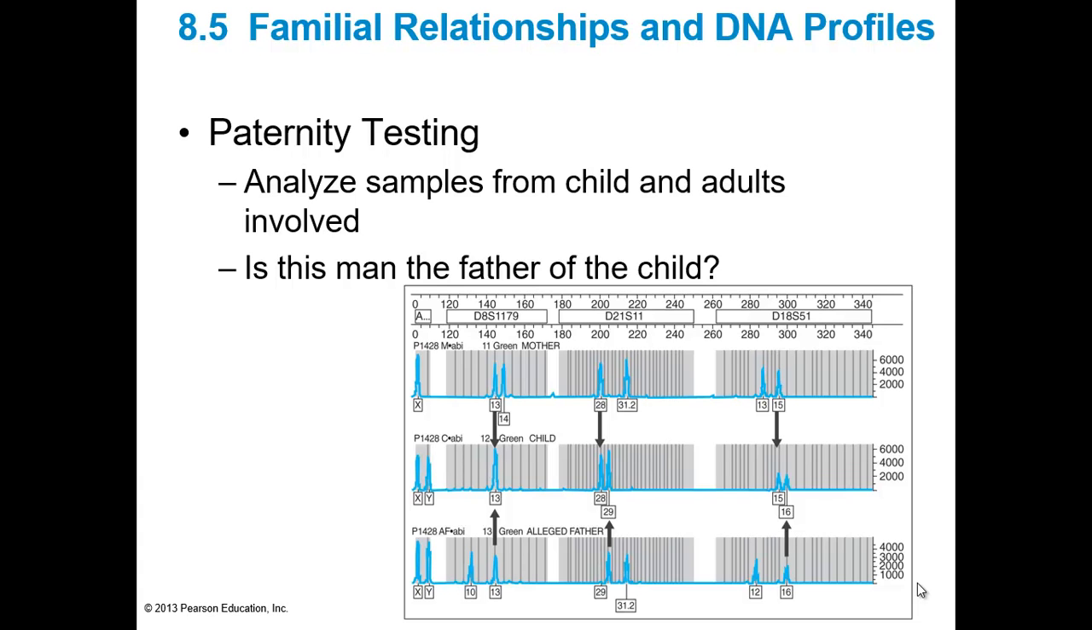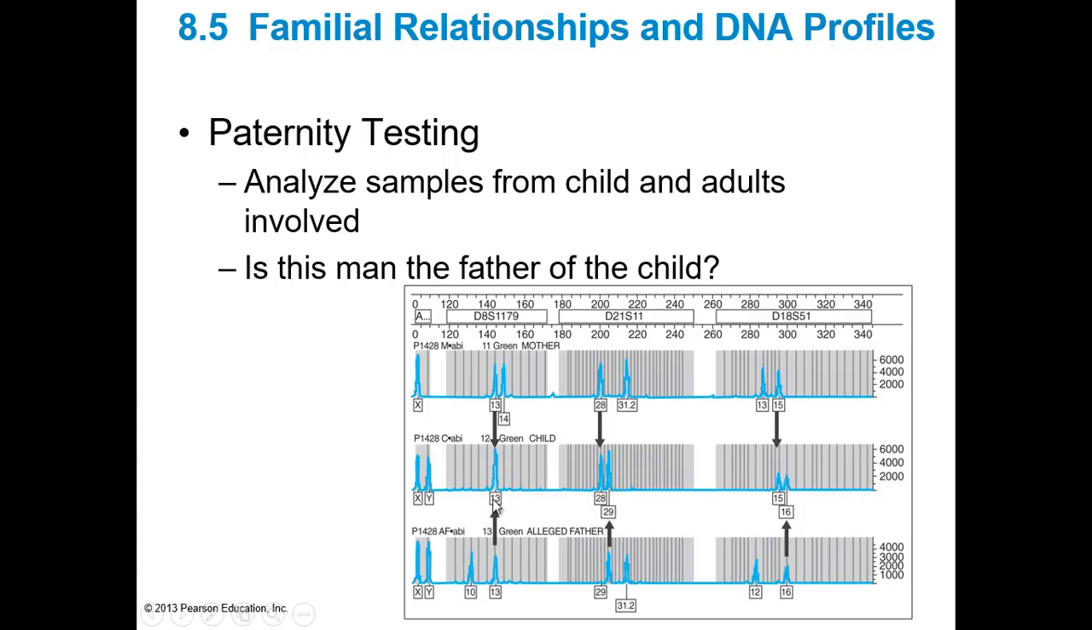Okay, and so here we have short tandem repeats from 3 different regions, actually 4 different regions. One is X chromosome, one is Y chromosome. So you've got the mother on top, child in the middle, and the father on the bottom. And you can see from these alleles that the child is carrying alleles from the mom and the dad.